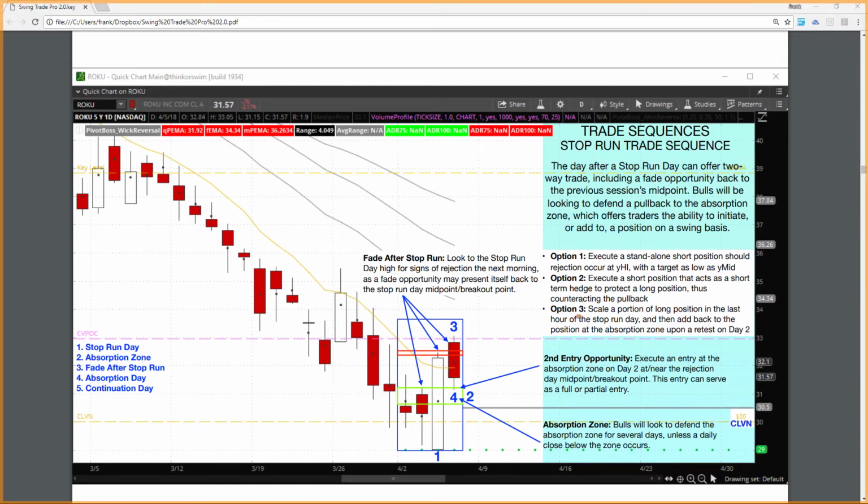opportunities. Option number 3, scale a portion of a long position in the last hour of the stop run day and then add back to the position at the absorption zone upon a retest on day 2. So again, option 3 says, hey, we're long here, let's take some off the table, whatever the case may be, half the trade, a third, maybe 3/4, maybe all of it. And then when price pulls back, then look to add back.